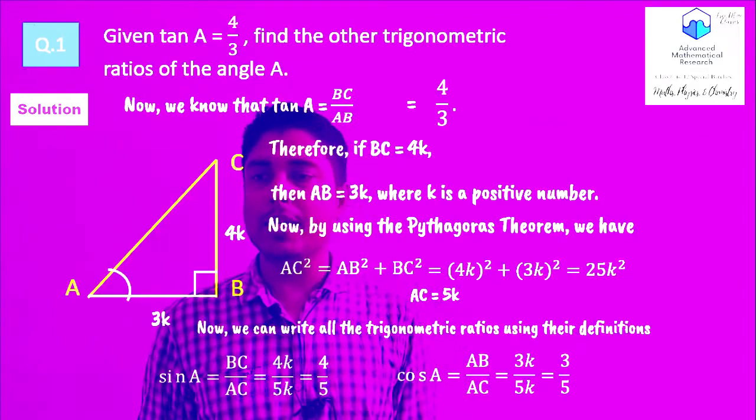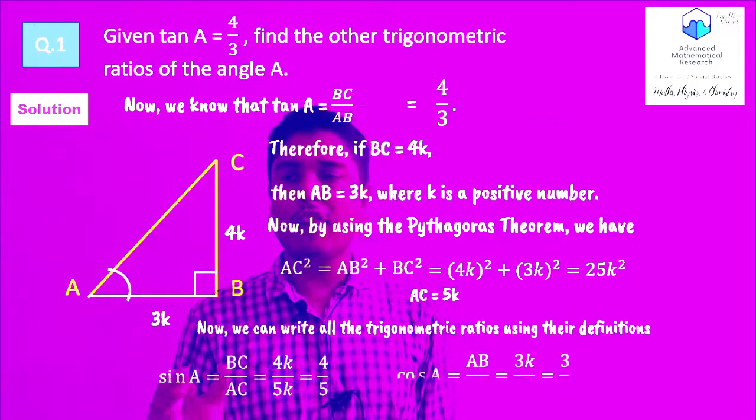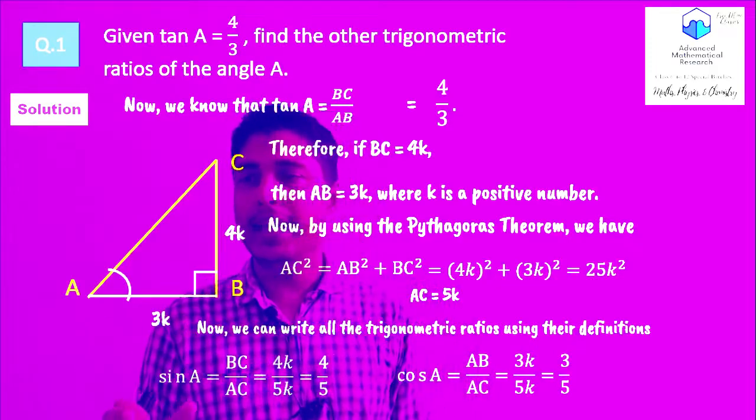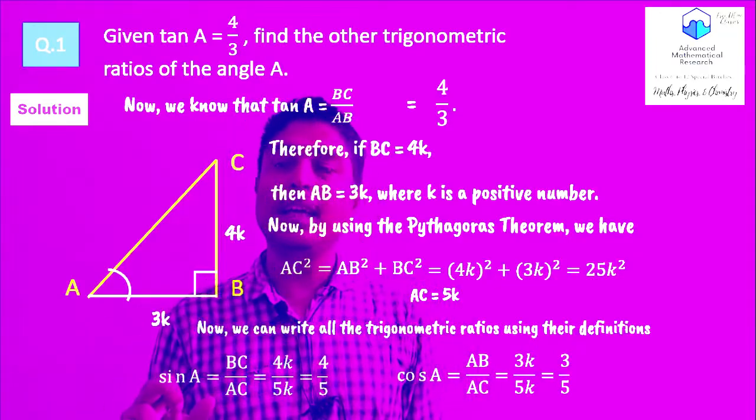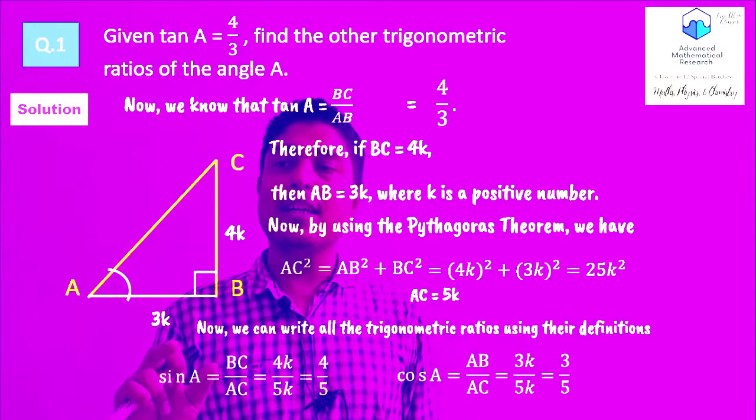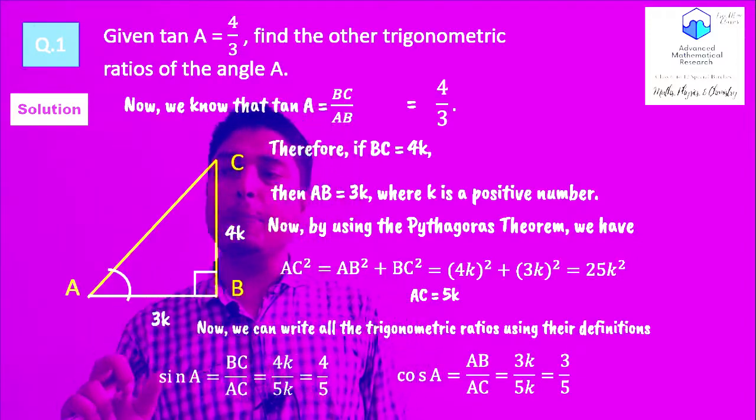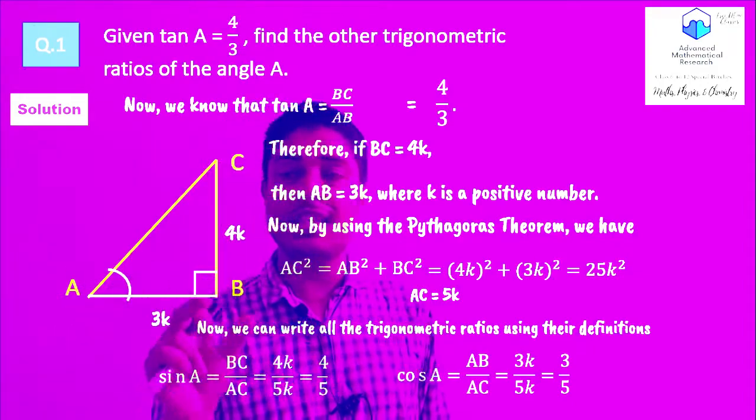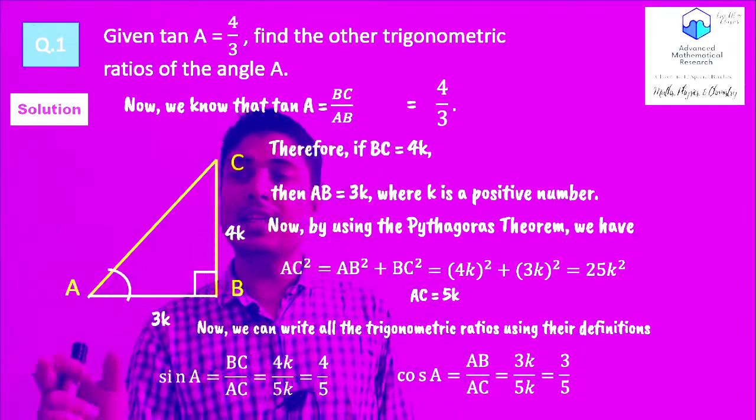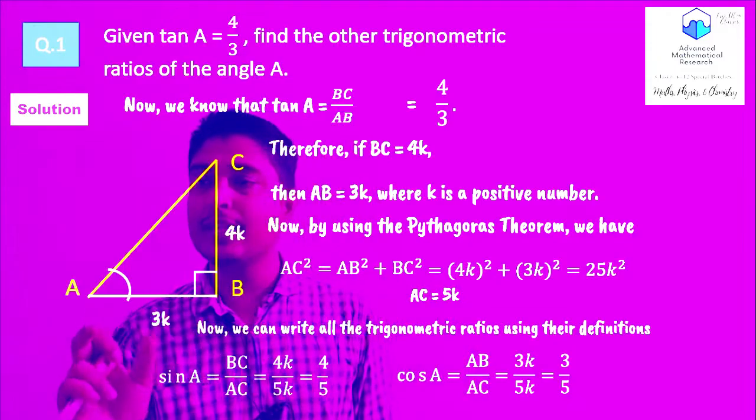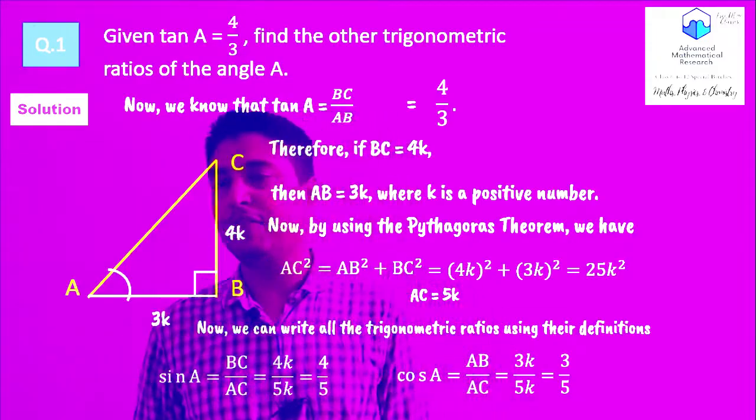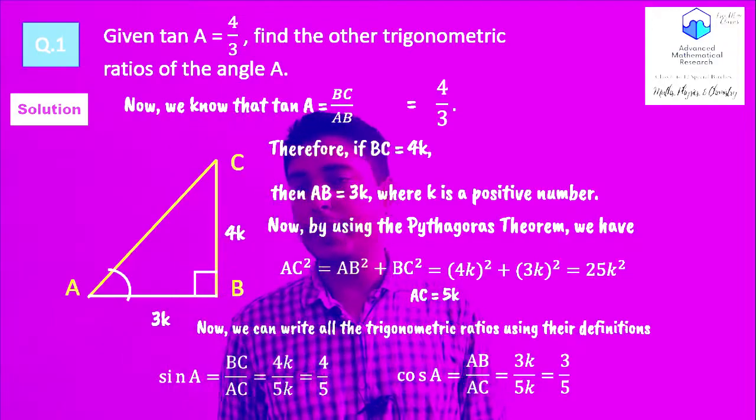Similarly, what is cos of A? Cos of A must be equal to base upon hypotenuse. What is the base here? AB. Now if we consider the angle C, then my perpendicular will become AB and my base will become BC. But here we are considering the angle A, hence my base here is AB. So AB divided by AC is equal to 3k divided by 5k, and automatically you will get the answer.